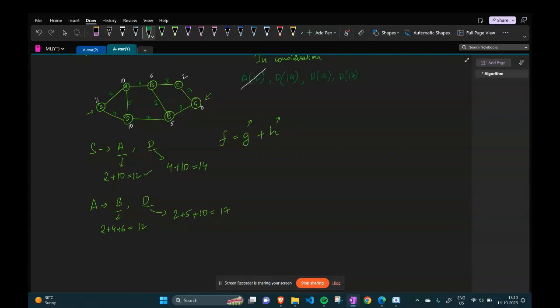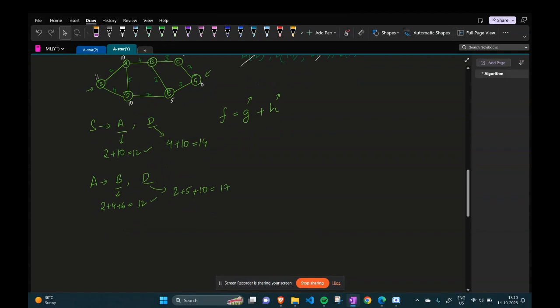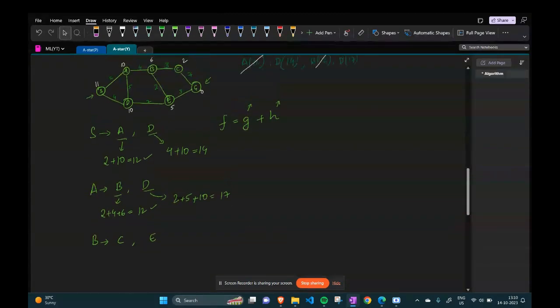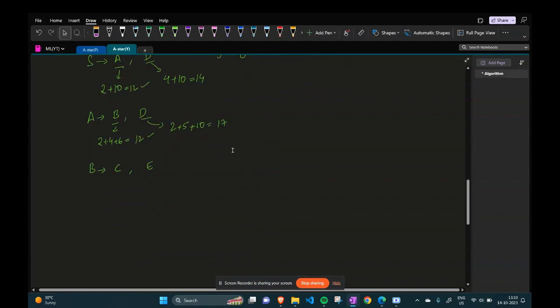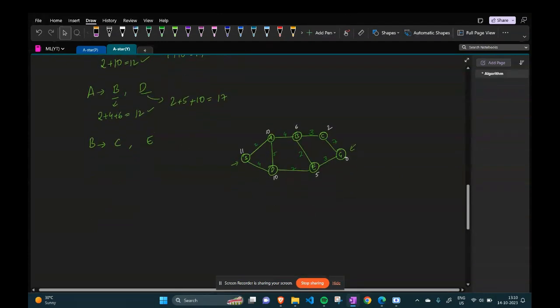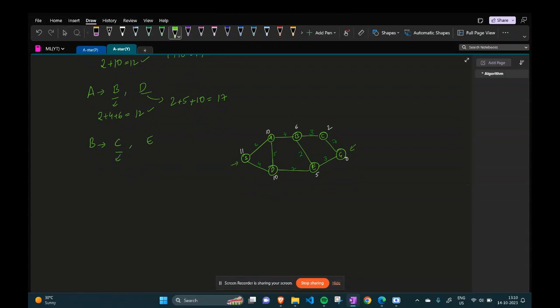Now the least of these is again 12, so we cross that out, and D will be our next successor. We continue on with B, and from B we can expand C and E. Now C, one second, let me just copy this diagram here for reference. Okay.